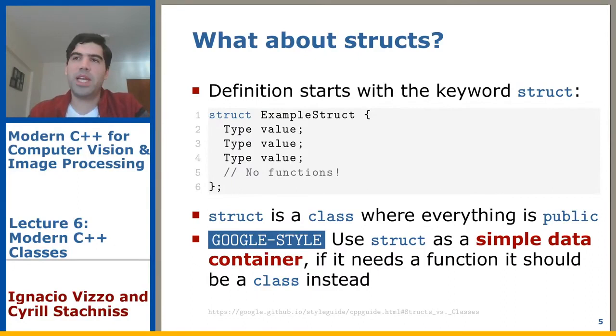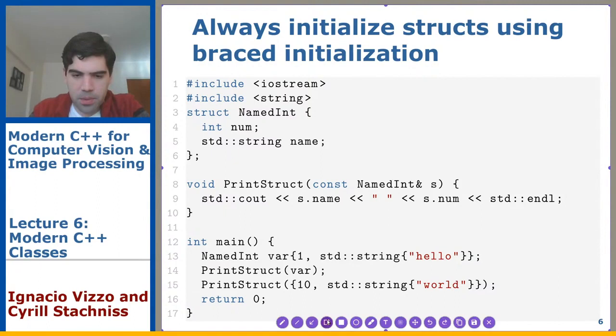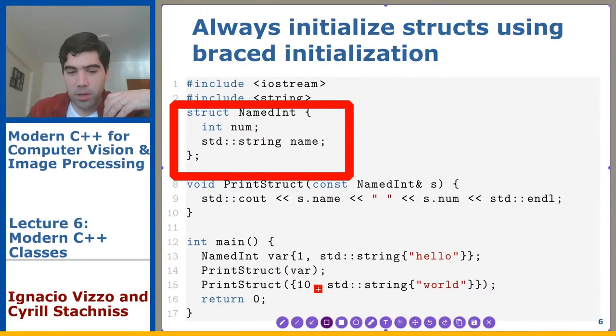So basically, unless you have a really easy example, you should always be using classes. The idea is that you should always initialize this type of struct with brace initialization. So whenever you define, for example, this type of struct, unless you do something weird, the compiler will generate a constructor for you, and then you can use this brace initialization syntax.